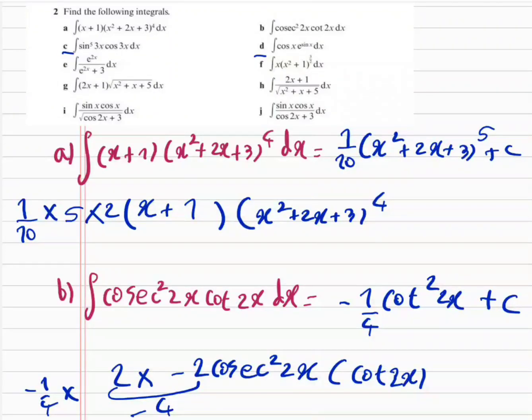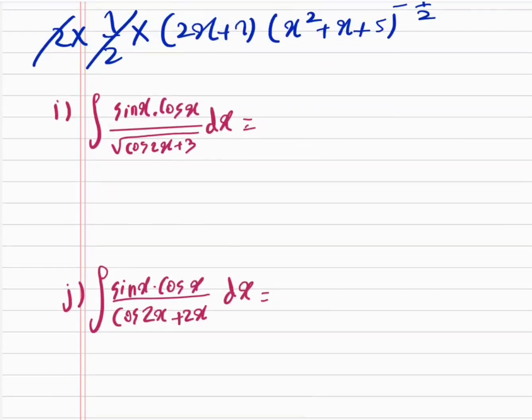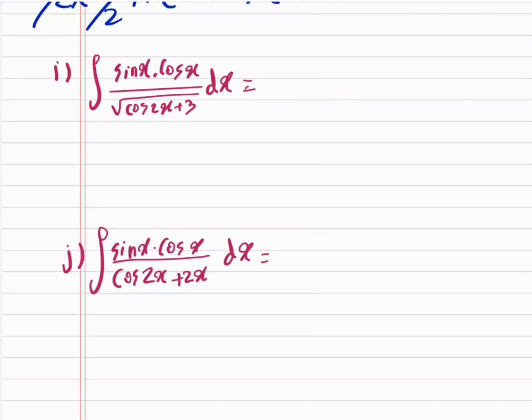Hi everyone, this video is on exercise 11D question 2, and in this video I'm going to do parts i and j. So in part i, we want to integrate sin x times cos x over the square root of cos 2x plus 3. Okay, so this very complicated looking fraction can be simply integrated by the reverse chain rule.